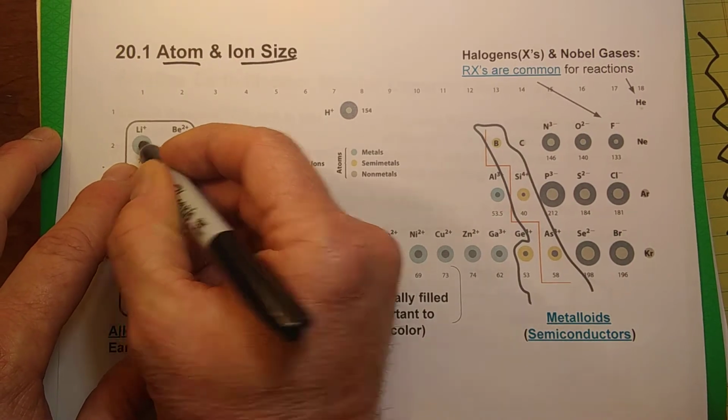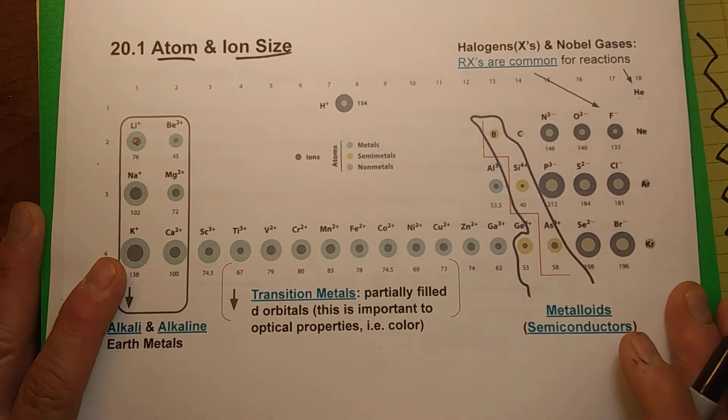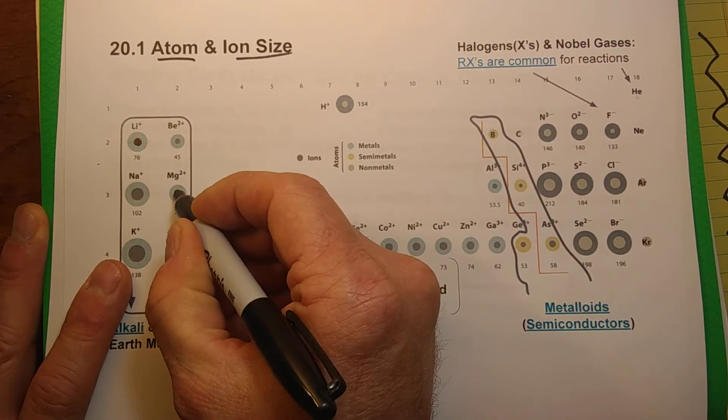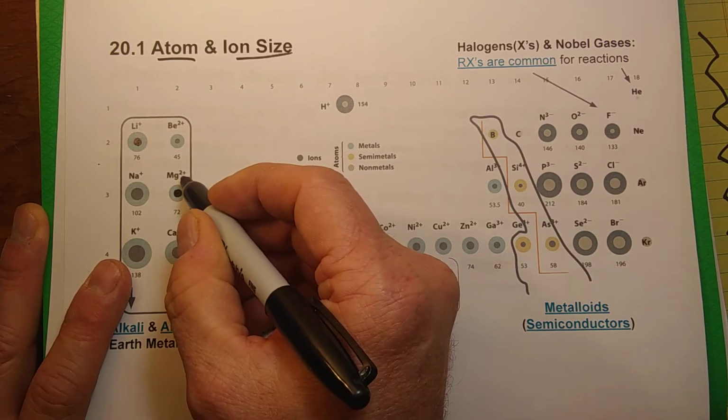I'll just darken it up a little bit. That would be representing the size of the lithium ion. It's interesting to notice it's very, very similar to the size of the magnesium 2+.